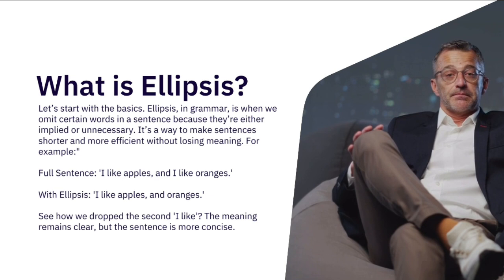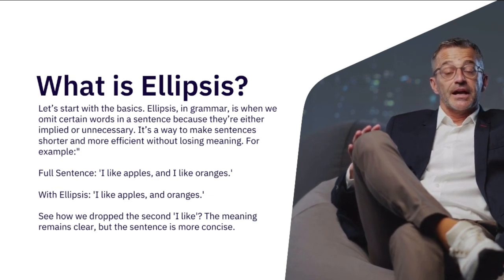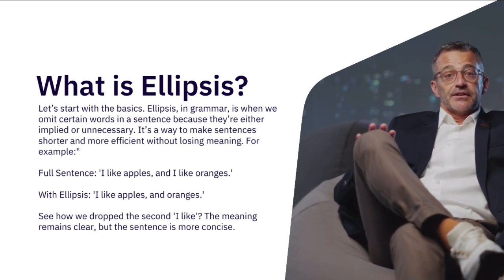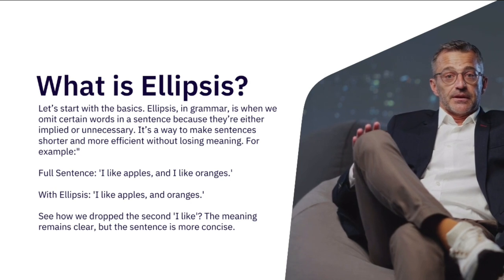For example, full sentence: I like apples and I like oranges. With ellipsis: I like apples and oranges. See how we dropped the second "I like"? The meaning remains clear, but the sentence is more concise.